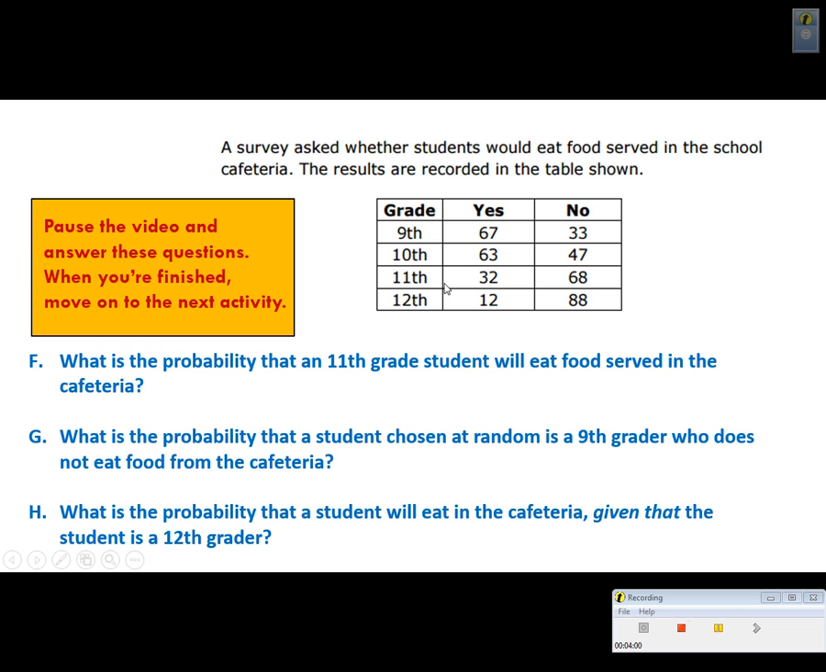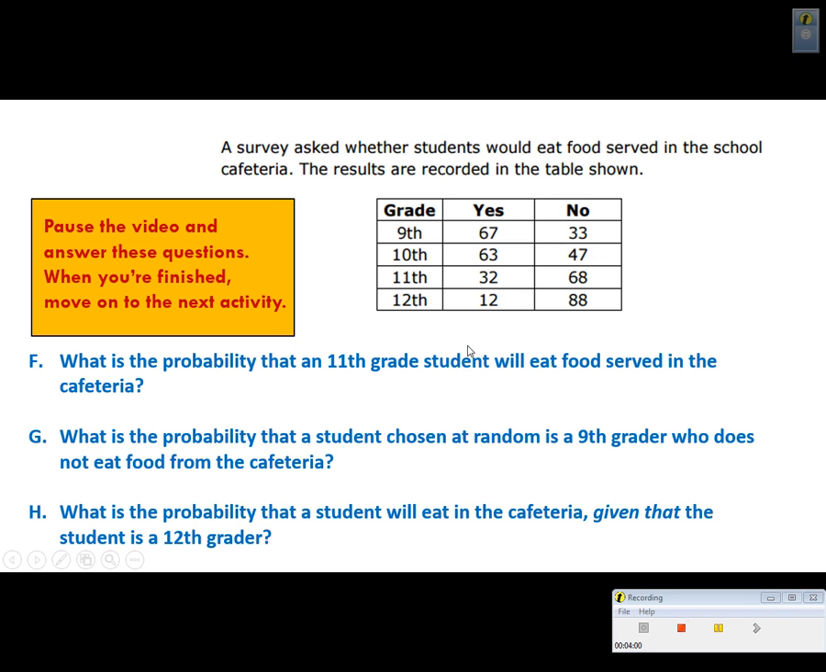All right, now that you're done with that set of questions, there's one more set of questions with a different table. This is people in different grades being surveyed about whether they would eat food from the school cafeteria. One thing you'll notice about this chart, it doesn't give you any totals. So you'll need to figure out the total of the 9th graders or the 10th graders. You might need to find the total of the yeses or nos depending on the question.